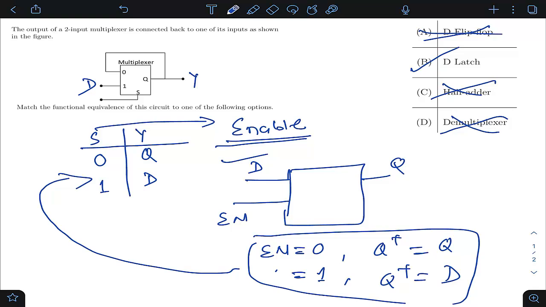In fact, this much explanation is not needed, students. I'm just elaborating this much. Otherwise, just by looking, without any second thought, somebody can tick the answer as option B. So the answer is of course D latch, option B.